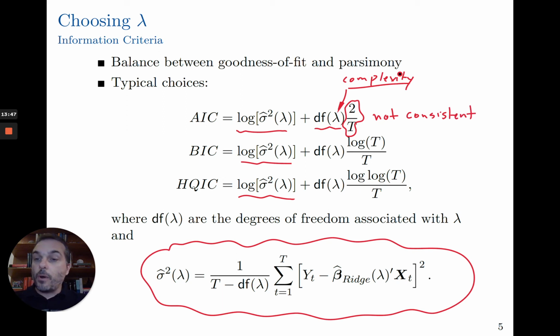Not consistent for what? If you want to select the right set of variables using AIC in finite dimensions, and using OLS, AIC is not consistent. It usually overestimates the model. The other two here, they are consistent.